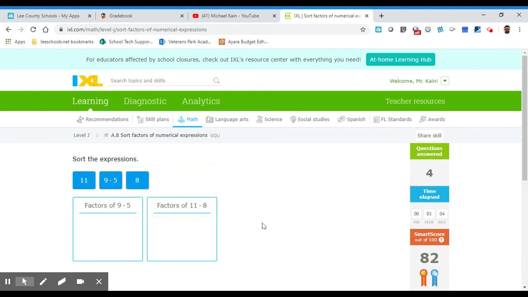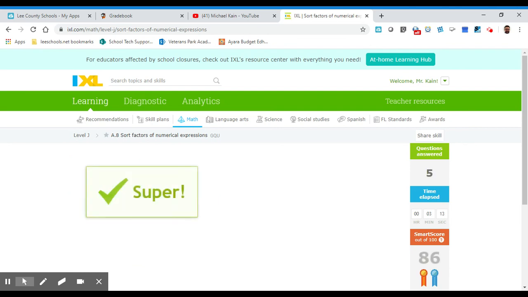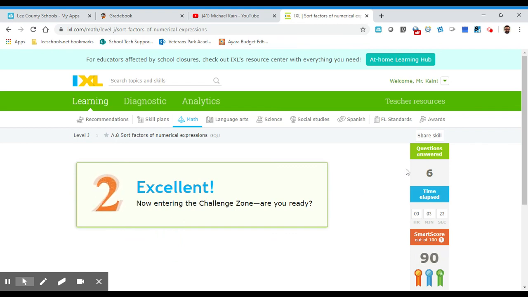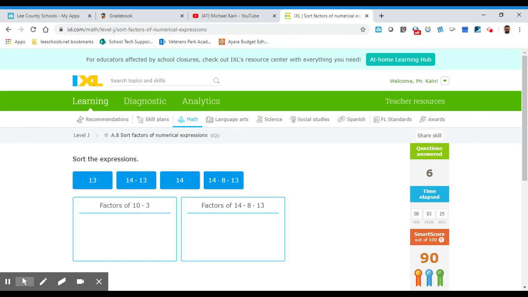Okay? So 9 times 5, it's the factors here. 8 is a base factor, and 11 is a base factor. Okay? And let's just do a couple more. 2 is a base factor here. 13 is a base factor here. And your base factors are 3 and 15. So now we're up to 90. Let's just do one more. Let's see how different they are.